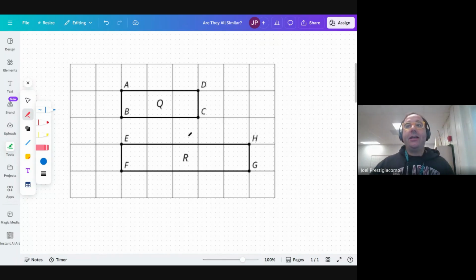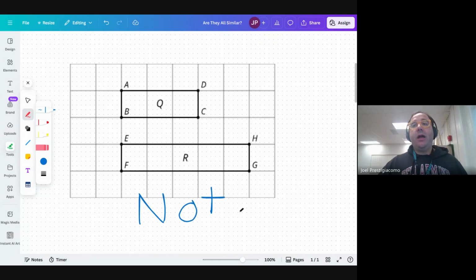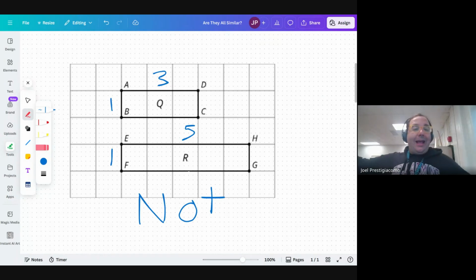If they're all 90-degree angles, I can agree that both of these are rectangles, but these are not similar, right? The reasoning behind this is that look at the original. The original has a dimension of 3 by 1, and the second has a dimension of 5 by 1. If one side gets bigger, the other one must also get larger. So you can't just stretch in one dimension. It has to do that in all sides. So even though these have all the same angles, the sides don't match, and so we can easily say this is not similar.